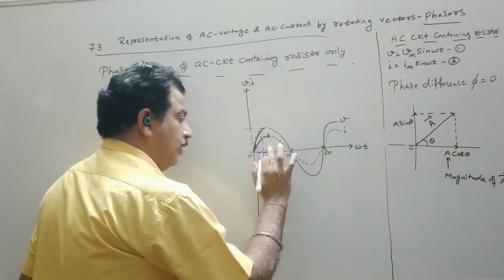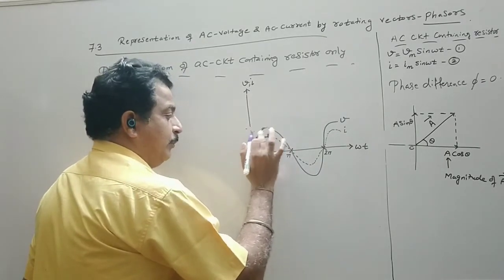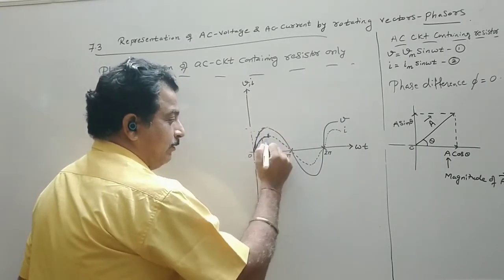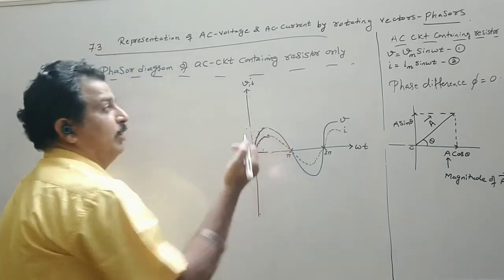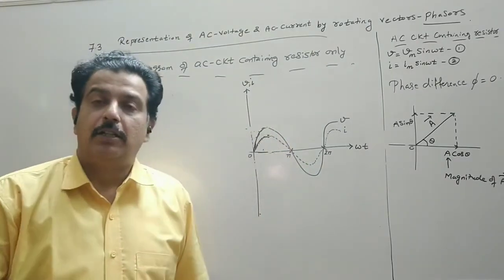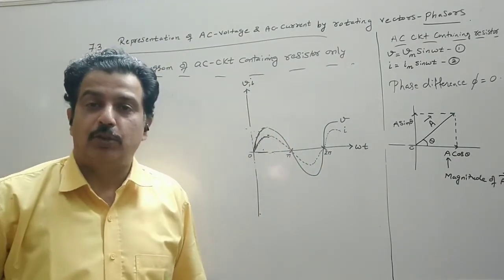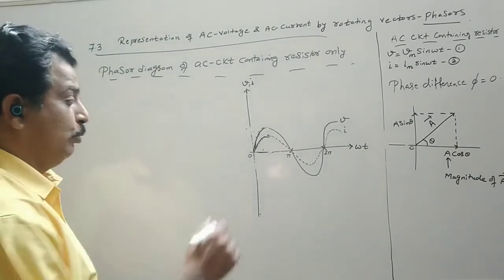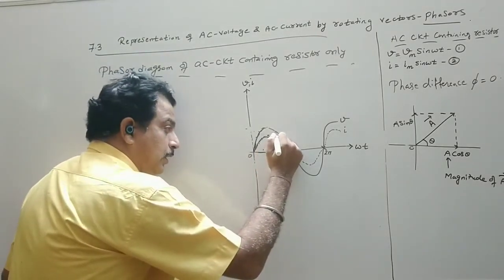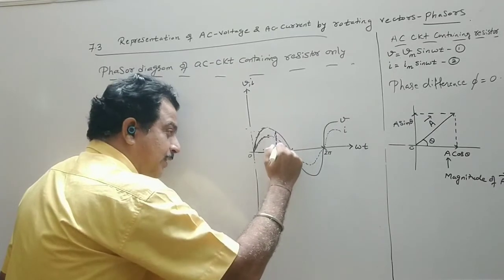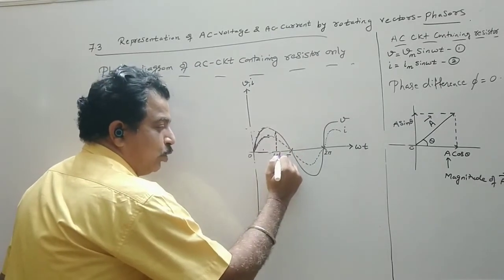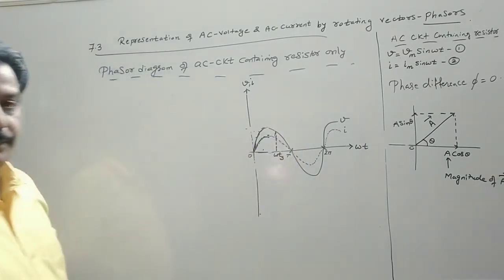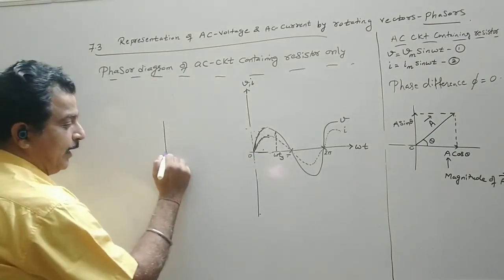Now let us say another time. This phasor means a rotating vector. So you remember the definition. What is a phasor? Phasor is a vector which rotates about an origin with angular frequency omega. Now suppose you draw the phasor diagram at this instant. Let this instant be omega t3. Then how will you draw the phasor diagram?